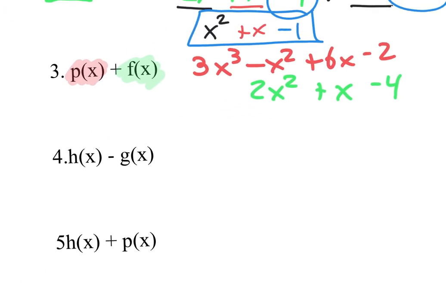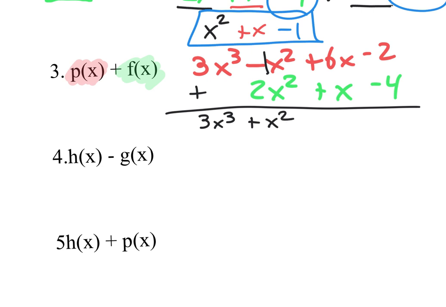So I'm just adding these. So this is just like you would add multi-digit numbers back in the day. So 3x cubed plus nothing makes 3x cubed. Think of this as negative 1x squared and positive 2. That makes positive 1x squared, which again, you're just going to write as x squared. And then 6x plus 1x makes 7x. And then negative 2, negative 4 makes negative 6. So, boom. You could do the same thing with this minus 1.